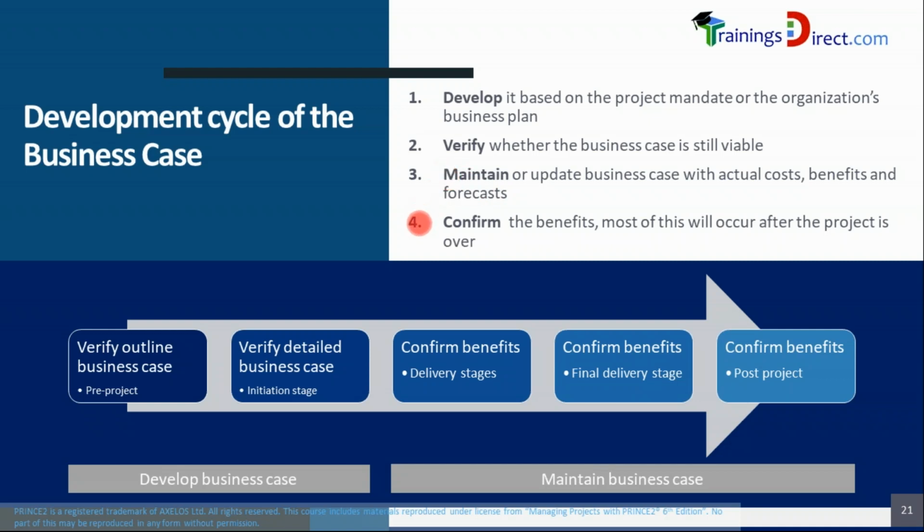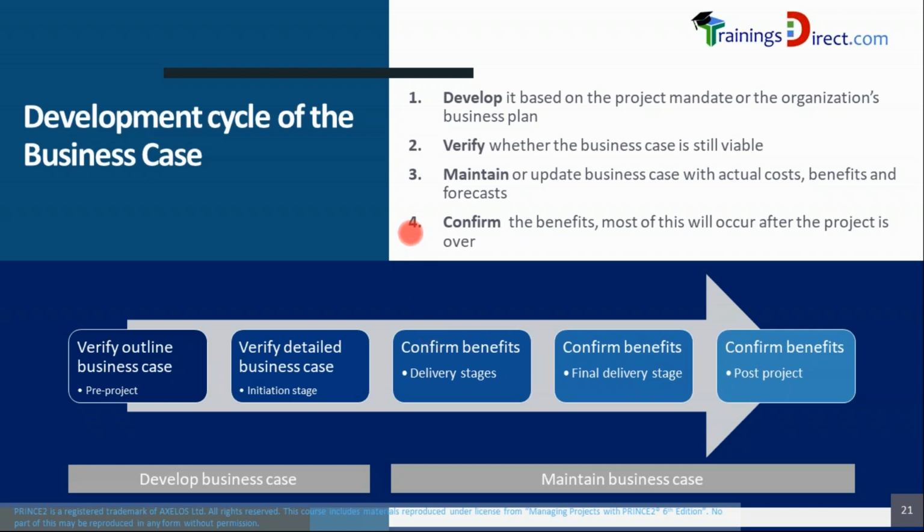At the same time, step 4 also happens from time to time, confirm the benefits. Most of this will occur after the project is over. So maintain the business case runs in all the delivery stages. However, in each delivery stage, benefits which are happening will be confirmed by the project manager. However, it is a senior user who will confirm that the benefits are being realized. And then the project manager will record that in the business case in terms of actual performance.